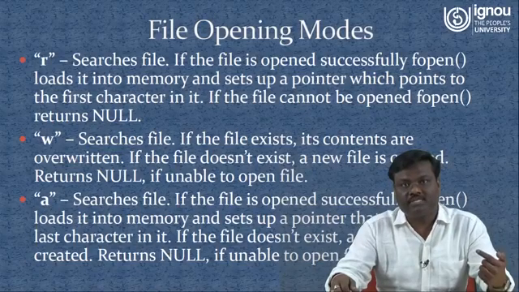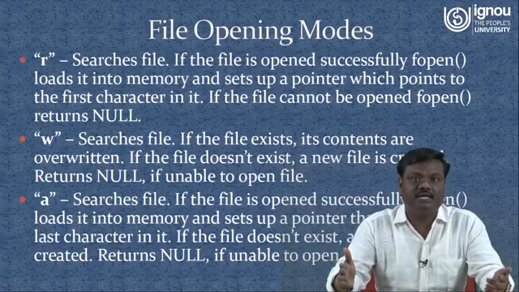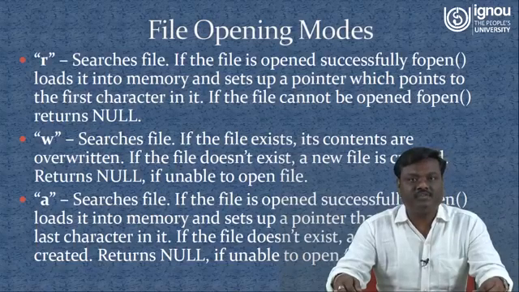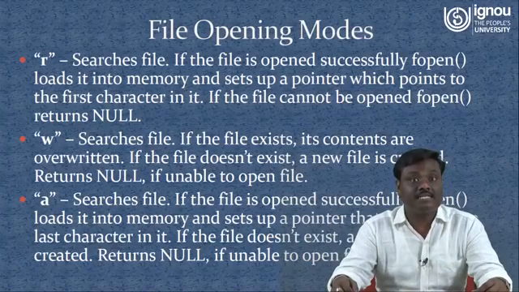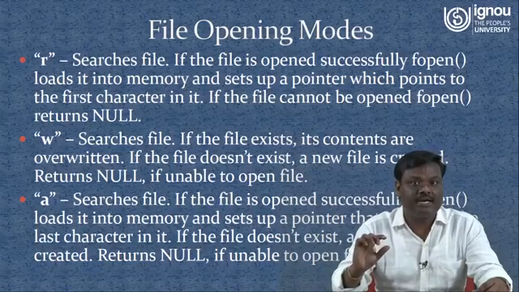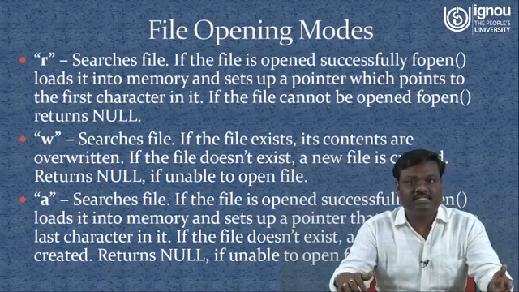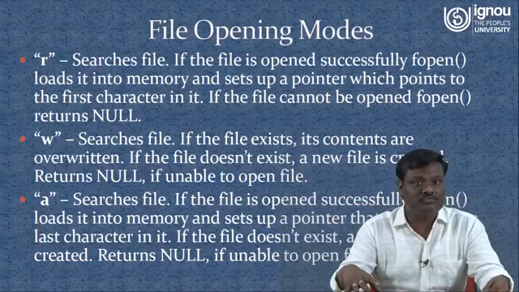Earlier, write means it is overwriting. Append means it will continue from the end of what existed earlier. Whenever we put the second argument as A, it searches the file. If the file is opened successfully, fopen loads it into memory and sets up the pointer that points to the last character in it. Because we are using append, it continues from the end point of the earlier existing content. If the file doesn't exist, a new file is created, and it returns null if unable to open the file. So what else are the modes we can have?